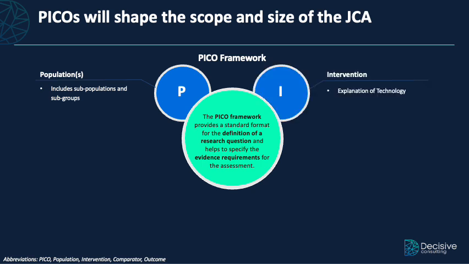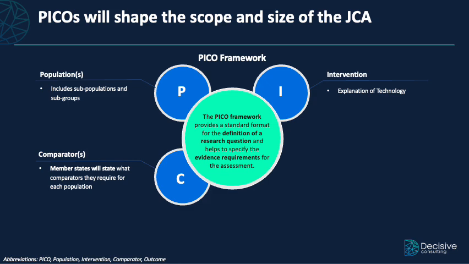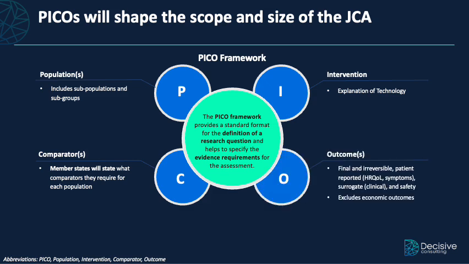I is the intervention that's under study. C are the comparator or comparators that are relevant to clinical practice. And then O is the outcome or outcomes. And these may be fixed outcomes, they may be patient-reported outcomes, they could be surrogate markers, or they may be safety outcomes. What it doesn't include, though, is anything to do with economic outcomes.